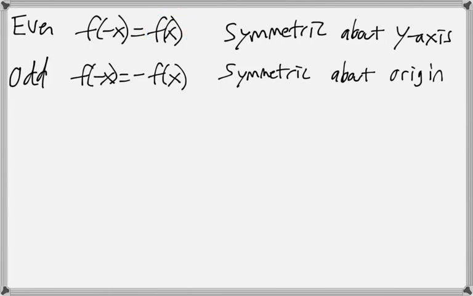An odd function is if you plug in a negative x and you get the negative version of the function, which means every single sign has to be opposite of what the original one is. Now, graphically, even functions are symmetric about the y-axis, and odd functions are symmetric about the origin. And you can look at the pictures on the notes for that.